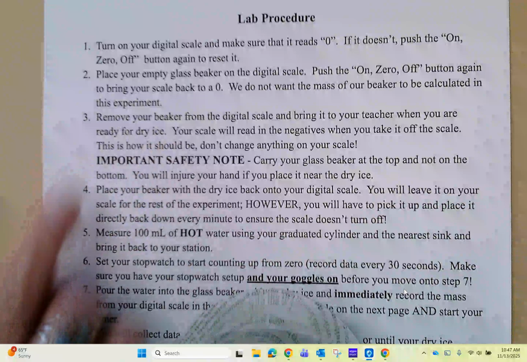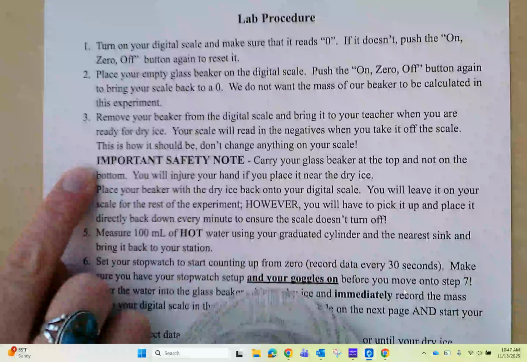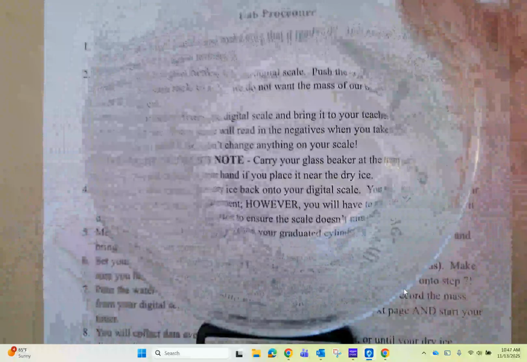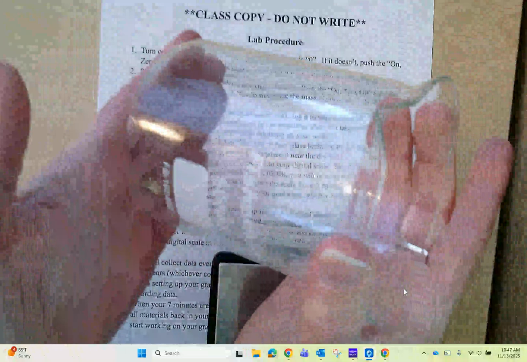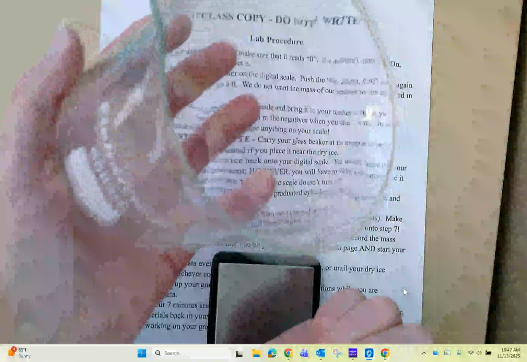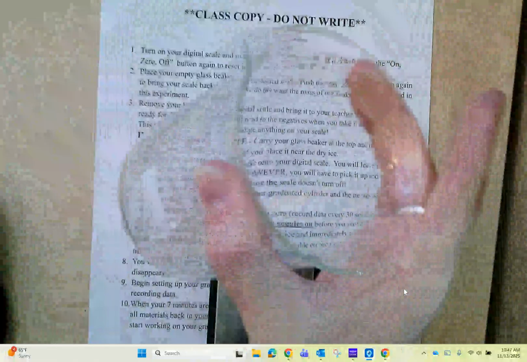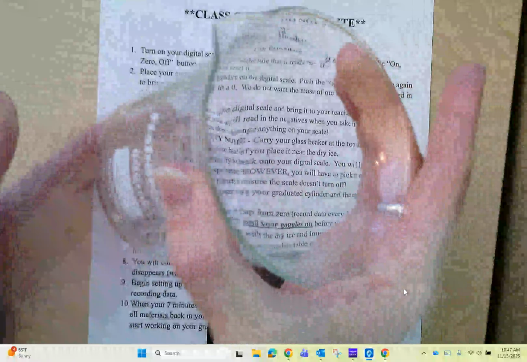A really important safety note here in this step: when you are carrying your beaker, please make sure you are carrying it from this top rim. Okay, let me zoom out a little bit so you can see that better. Please make sure you're carrying it from this top rim and you are not holding it down here at the bottom. When you put your dry ice in this beaker, if you are carrying it from the bottom, that dry ice is so cold, it can damage your skin. So today, when you are moving around the room with your beaker, you are only carrying it from this top rim, okay? Please make sure you are avoiding touching the bottom where that dry ice is in direct contact with the glass.